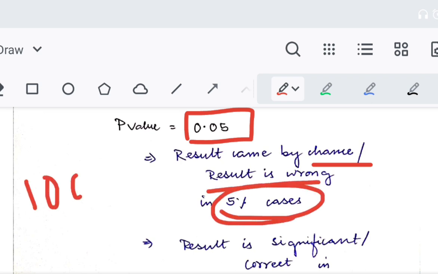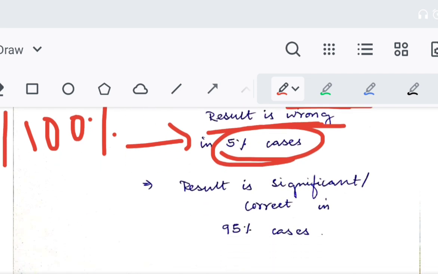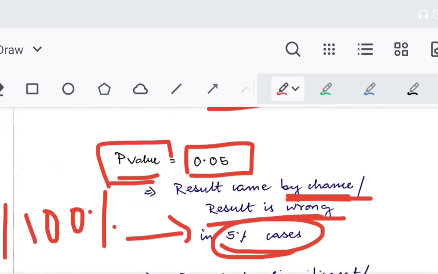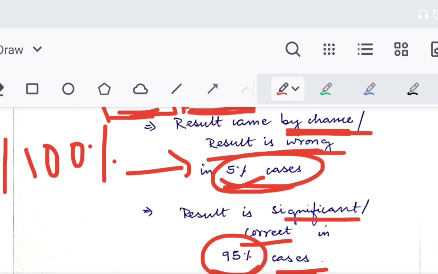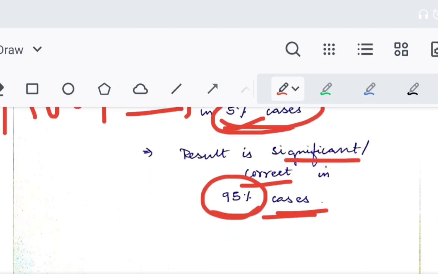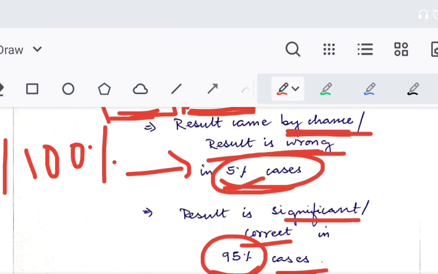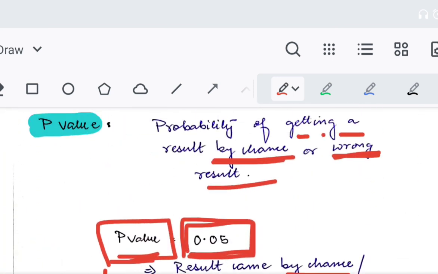Means in 100% cases 5% is wrong result or the results came by chance, and the result is significant and correct in 95% of the cases. So this is the p-value. P-value of 0.05 will indicate that in 5% cases it is wrong and 95% it is significant or correct. So lesser the p-value, the more will be the significance of the study.